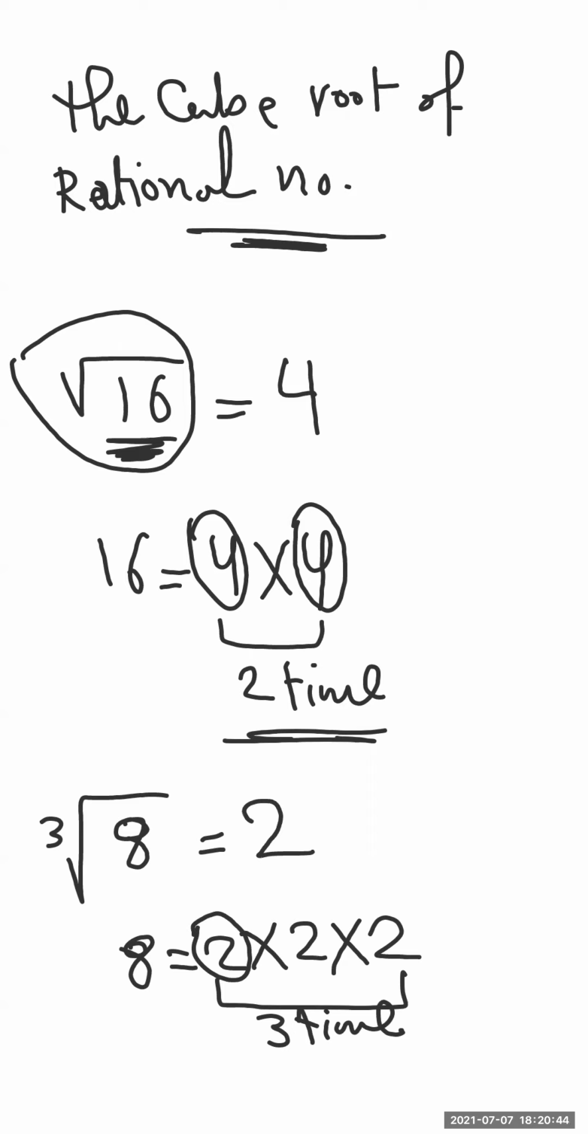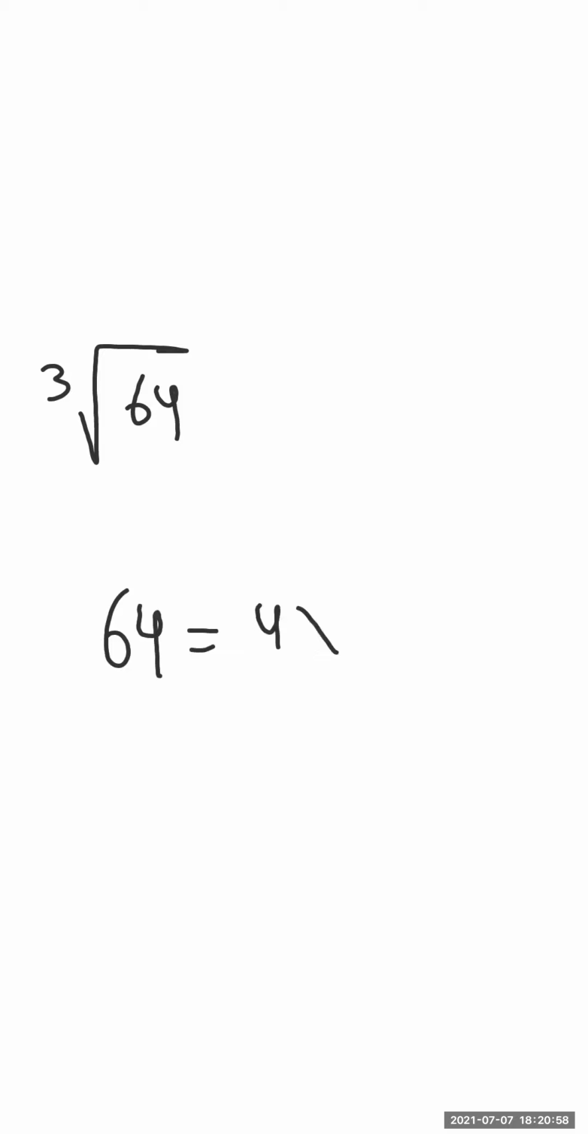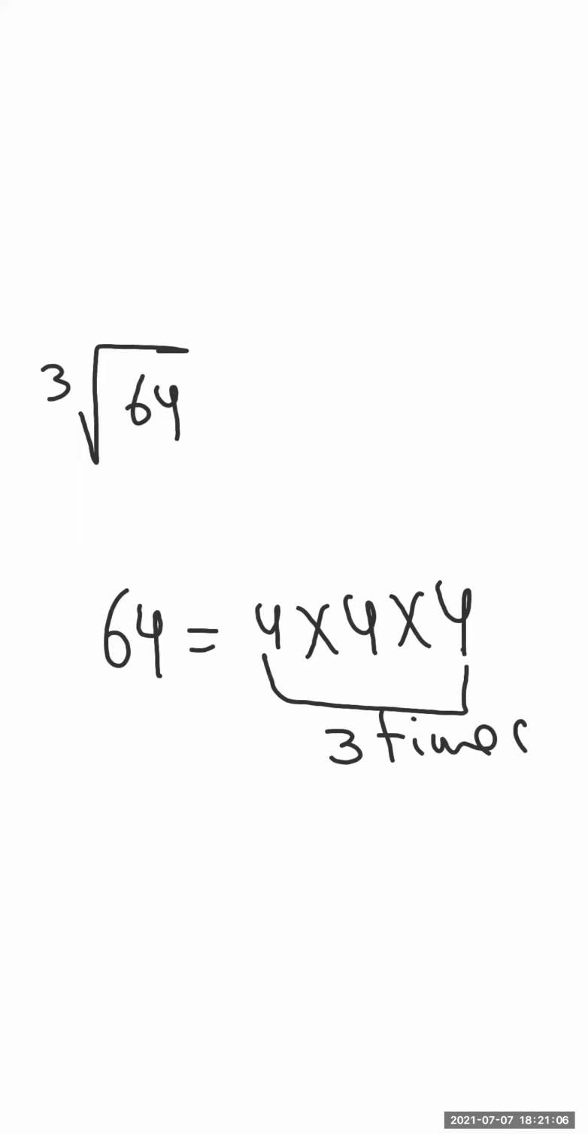One more example related to that. If there is another number like 64, and I want to get the cubic root of 64. All of us know that 64 equals 4 times 4 times 4. So 4 multiplied by itself here 3 times, as we said. So now the cubic root of 64 will equal 4.